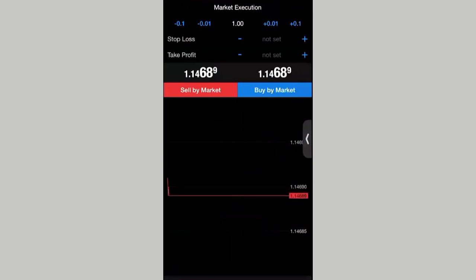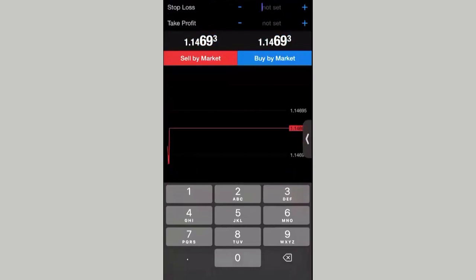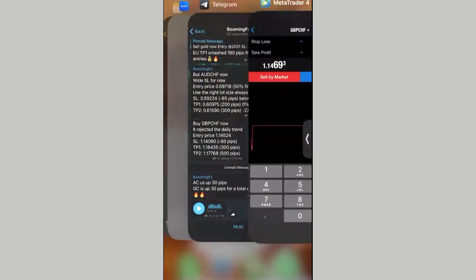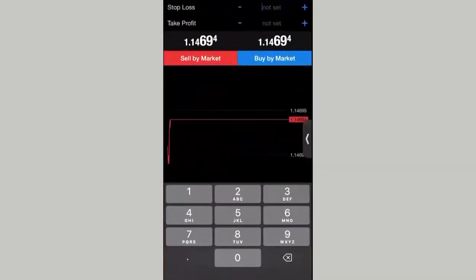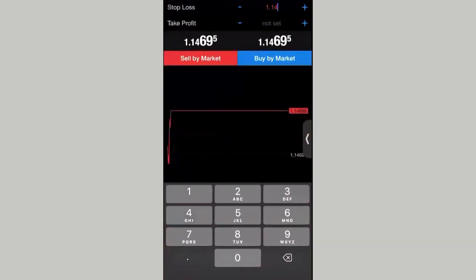So as he said, buy GBP CHF now, and then here are your price levels, your stop loss and your take profit. For your stop loss, erase that, and then you go back and look. It says buy GBP now, and your stop loss, which is your SL, is 1.14090. And that's what you're going to type in, 1.14.